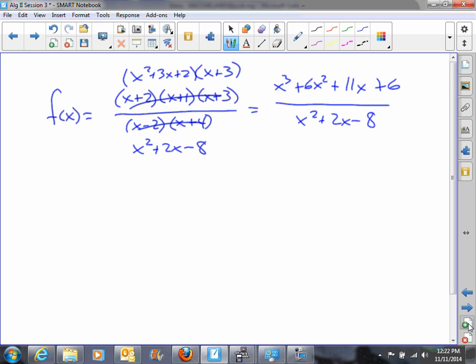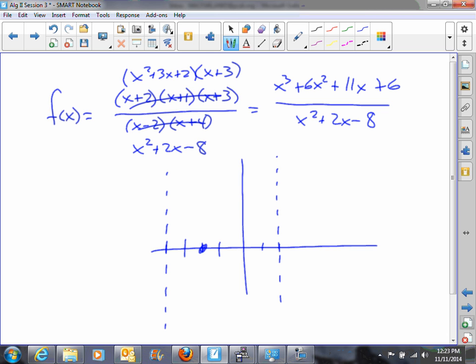First of all, we know, as long as I haven't made a mistake, that we have vertical asymptotes at x equals 2 and x equals negative 4. Now we also know that we have zeros at negative 2, negative 1, and negative 3. What on earth have I done to myself here? Okay.